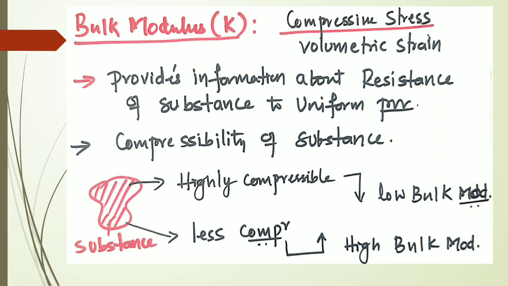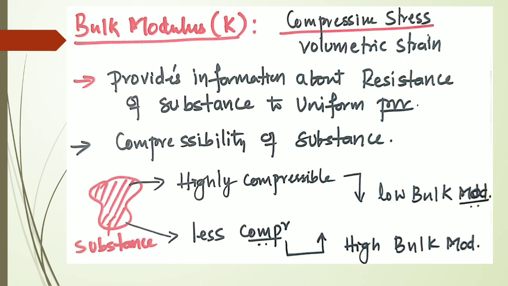So it provides information about the resistance of a substance when it is subjected to uniform pressure, how far it will resist. So it talks about the compressibility of the substance, whatever the substance is, how far the compressibility is. I told you, when it is difficult to compress a substance and it has a large bulk modulus, the compressibility will become very small here.